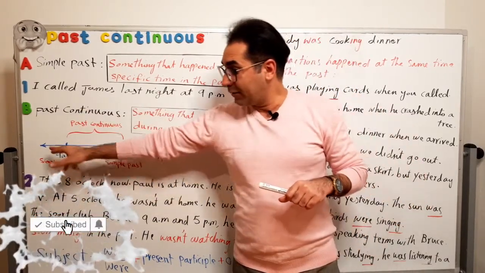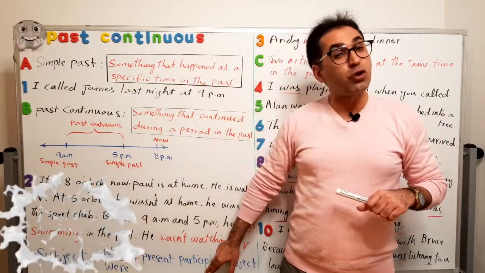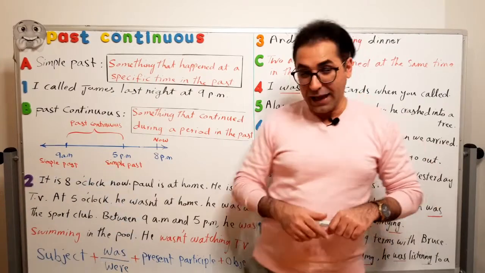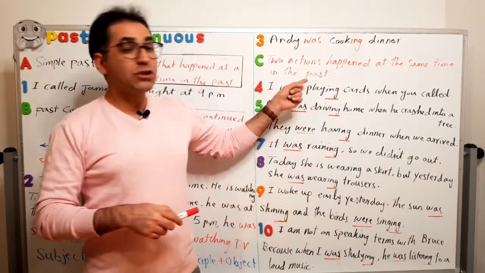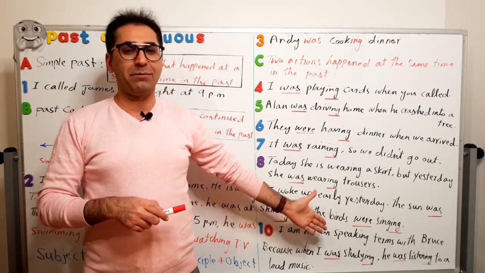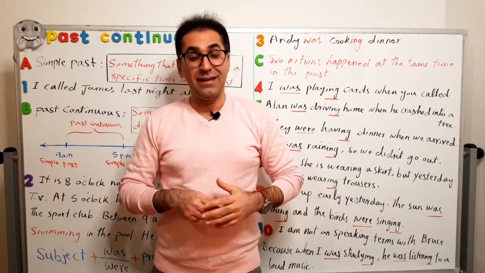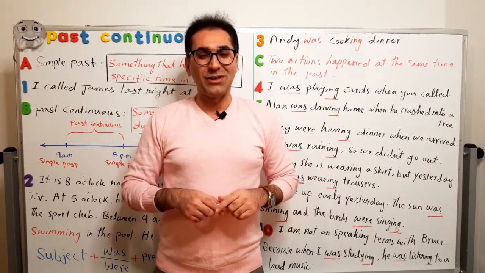We have got a timeline, then an example over here, the structure of the sentence, and over here we have another use of past continuous, and finally we have got a pile of examples. So you're going to learn a lot today. Stick around and let's get started.